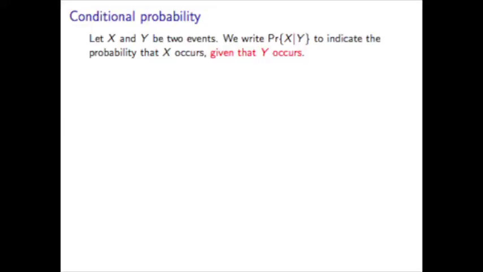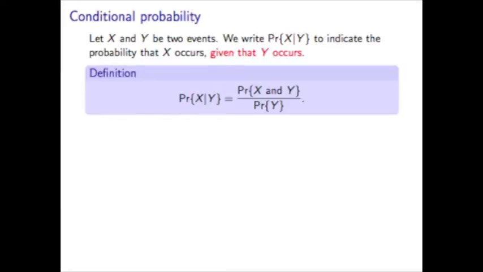The notion of conditional probability is closely related to the notion of independence. If x and y are 2 events, then I write Pr(x | y) to talk about the conditional probability that x occurs given that y occurs. So if I know that y has occurred, what is the probability of x occurring given that extra information? There is a simple formula which lets us find conditional probabilities. To find the conditional probability of x occurring given that y has occurred, we take the probability of both x and y occurring and we divide by the probability of y.